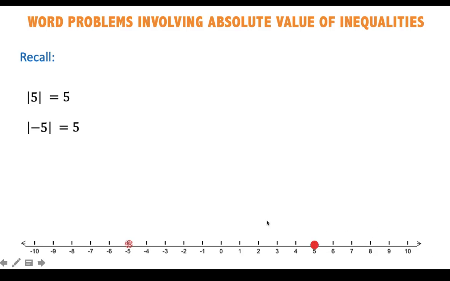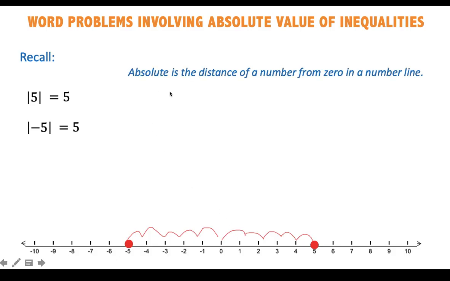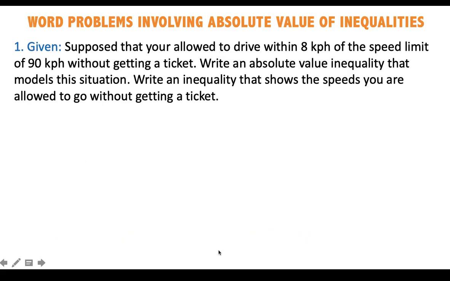this positive 5 and this negative 5, notice that their distance to 0 is 1, 2, 3, 4, 5 for positive 5. For negative 5, it's 1, 2, 3, 4, 5 also. That is why their absolute value is positive 5, because absolute value is the distance of a number from 0 in a number line. Similarly, the absolute value of negative 9 is positive 9 because its distance to 0 is 9. Let us take this given example.